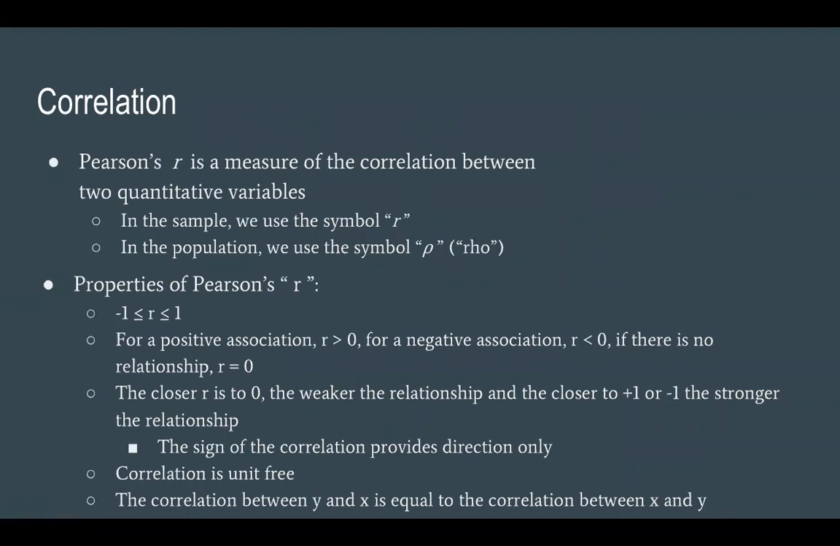If there is no relationship, your R will be equal to 0. The way the strength of the correlation works is that the closer R is to 0, the weaker your relationship is, and the closer R is to +1 or -1, the stronger the relationship is. The sign of the correlation provides direction only. Correlation is also unit-free, and the correlation between y and x is equal to the correlation between x and y.